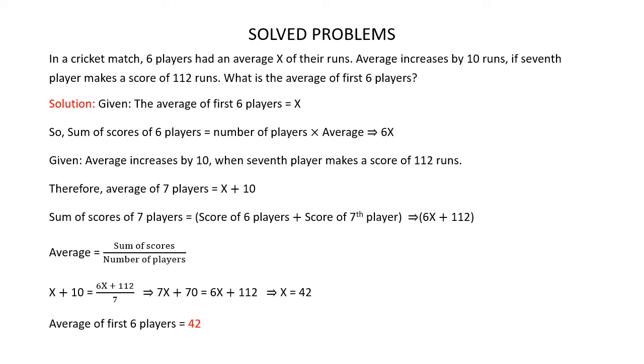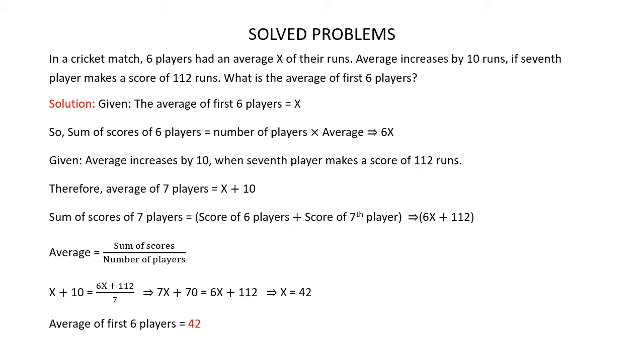Now we know that average is equal to sum of scores divided by number of players. Now the average of 7 players is x plus 10. Sum of scores of 7 players is 6x plus 112. Number of players is 7.